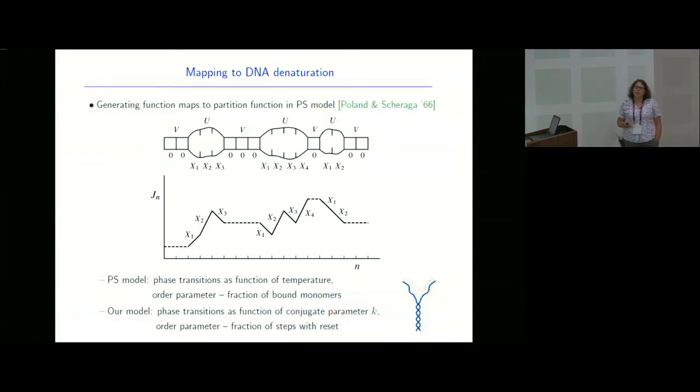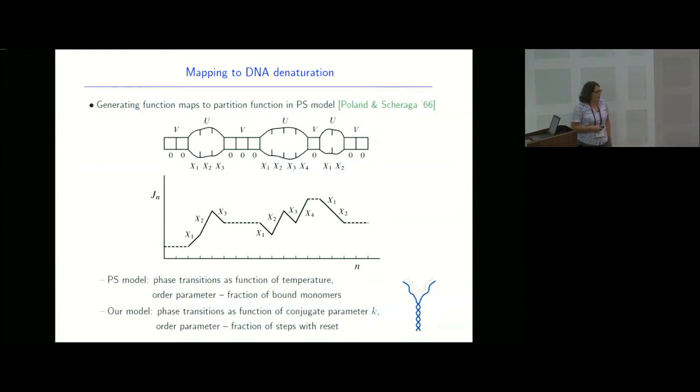And the way it works is the following. The bound parts here I associate with reset events, so where the current is not incremented, and the unbound parts I associate with the parts where there's no reset and the process evolves and the current goes up and down. So here's another bound part, another unbound part. And in the Poland-Scheraga model, what you do is look at the partition function for this setup, and you want to see what happens as you change the temperature, and in particular whether there's a phase transition to a regime where the whole thing is unzipped, so like at the top here, it's completely pulled apart. And you want to characterize that phase transition.